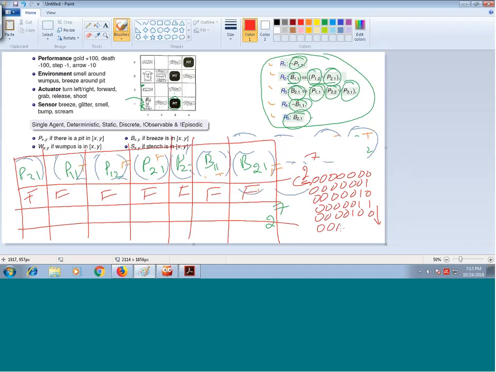Just for the sake of completeness, 0 0 0 0 1 1 1. What is the next number? 0 0 0 1 0 0 0 and so on. Similarly you can extend this. So 2 to the power 7 different values you can create, and the first line, which is all zeros, represents this particular row. Similarly you can find out the representation for the next row, and so on. For everything you can find this.